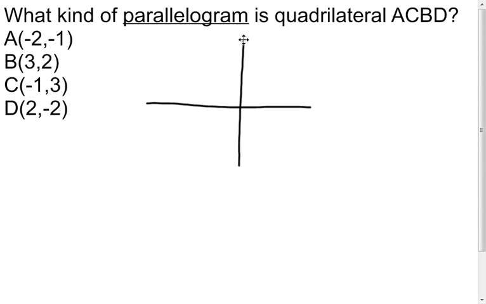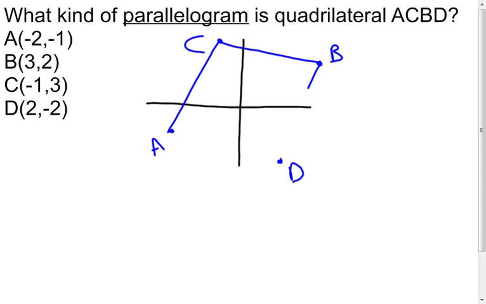Go through, I'm going to get my negative 2, 1, negative 2, negative 1, excuse me. There's A. B is at 3, 2, about there. C is going to be at negative 1, 3, and D is going to be at 2, negative 2. I have parallelogram ACBD.